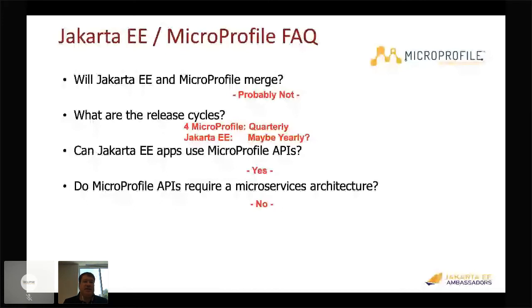The release cycles between the two are different. MicroProfile releases four times a year, or quarterly, or that's been the goal. And for Jakarta EE, the goal is hopefully at least once per year. Jakarta EE, of course, will evolve a little bit slowly. MicroProfile has more of a get stuff out there fast and see what succeeds or fails approach, whereas Jakarta EE is more focused on standardization. Once something is adopted into Jakarta EE, it's going to be there for a long time.